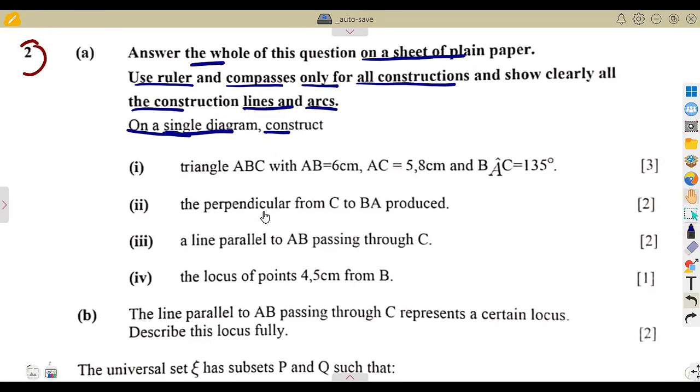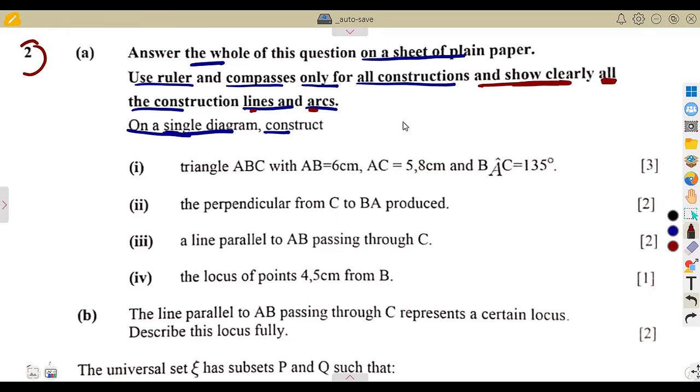So a lot of people are saying, are they going to see all the arcs that I have presented? Do not worry for them. That is their job, to make sure they see that part. Everything must be done on a single diagram. That is why they're even emphasizing that. They know they are going to see everything that you're going to do. And they're even telling you to show clearly all the construction lines and arcs, not some, but all.